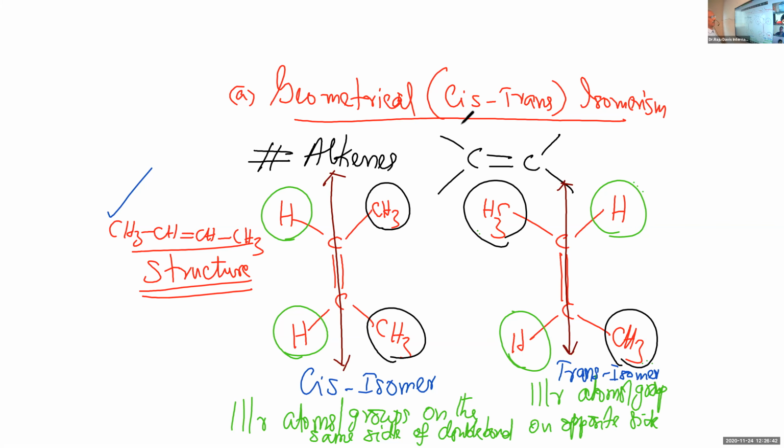It cannot freely rotate. Once the cis form is formed, it is stable. Once the trans form is formed, it is stable. So geometrical isomerism or cis trans isomerism is due to the restricted rotation about the carbon-carbon double bond. The free rotation is blocked. Free rotation of the molecule about the carbon-carbon double bond is not allowed. So once the cis form is formed, it is stable normally.